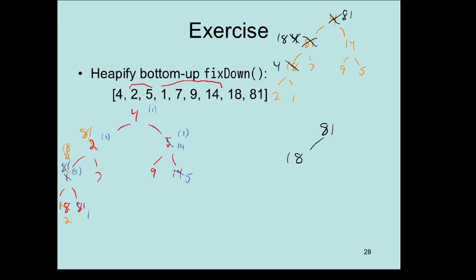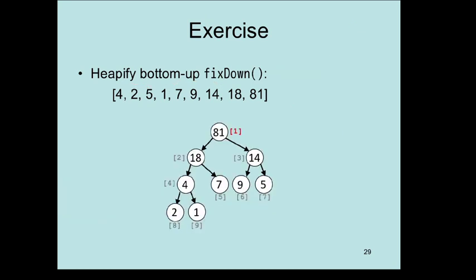81, 18, 14, 9, and 5, and then 18's children are 4 and 7, and 4's children are 2 and 1. So that's the completely fixed binary heap, and although we had to redraw it twice, it really only took O of n time. So there's our final tree.